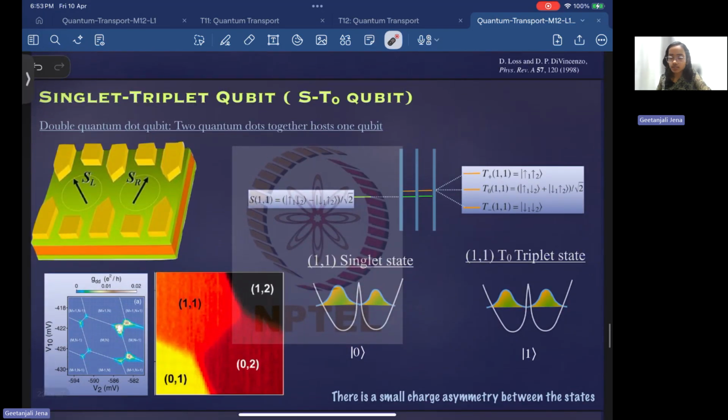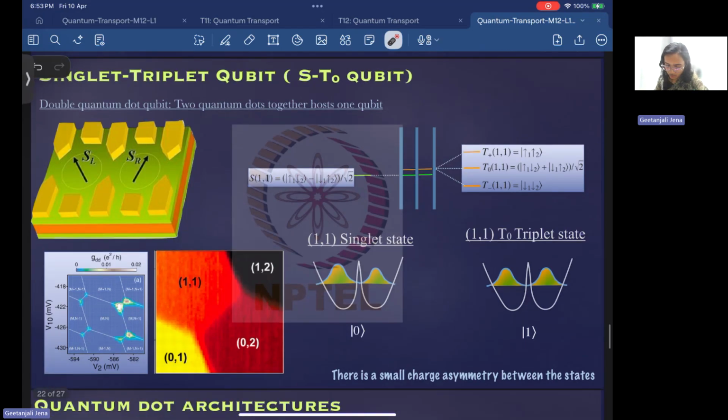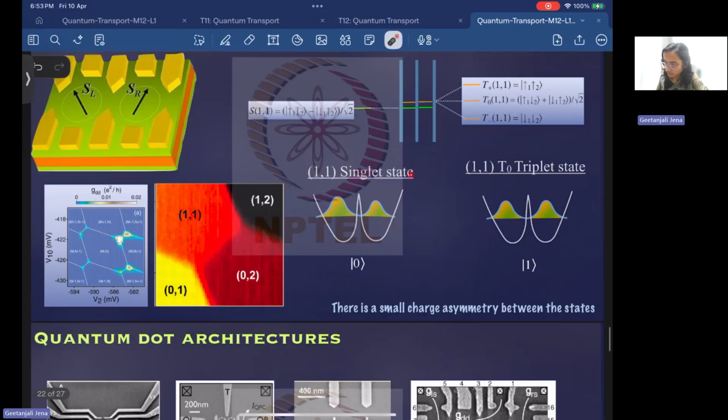Now let us see what the singlet-triplet qubit is. So this is mostly nothing but the double quantum dot based qubit. For this, we have two quantum dots, each of which has one electron, and they form a single qubit. So if you recall this double quantum dot, it can be either in a singlet state or in a triplet state. Okay. These are some of the representations of the singlet state, and this is the representation of the triplet state.